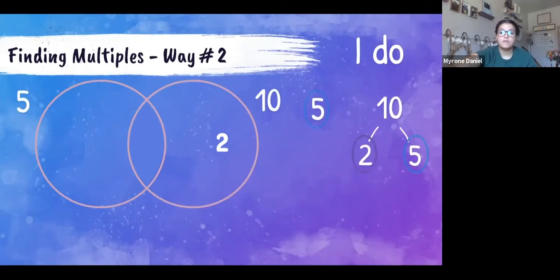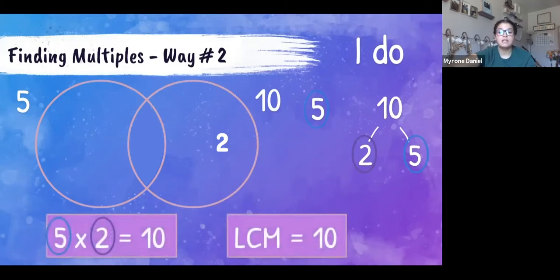But if you notice, 5 and 5, they're the same number. So you only have to put 5 one time in the Venn diagram, and that's going to be in the middle because they have that number in common. So then we're going to multiply 2 times 5, and that's going to give us 10, and that is our least common multiple that we found in our T-chart.